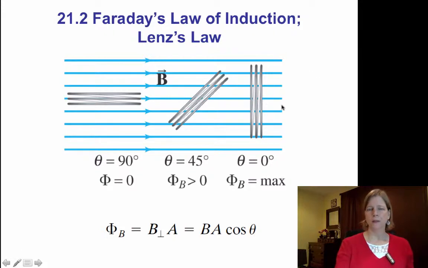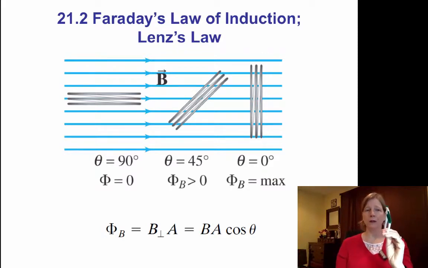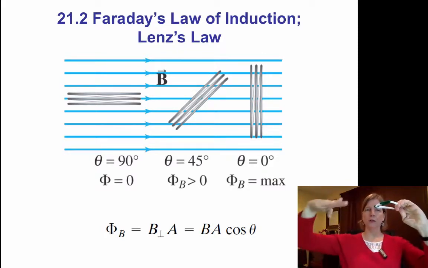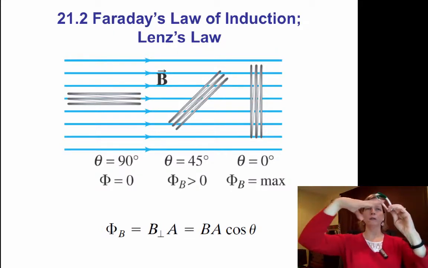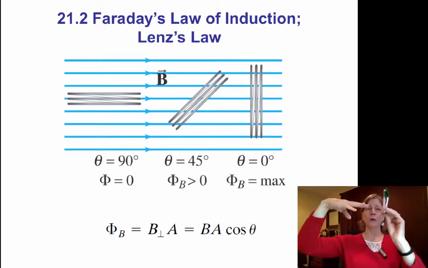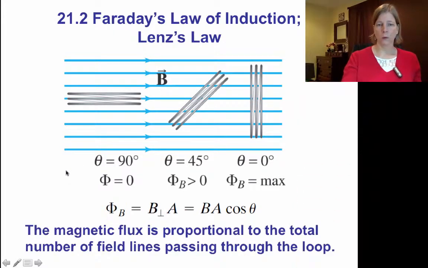This should make sense because now we have the most possible flux lines, in a given magnetic field, going through that loop of wire. When we start out horizontal and the field was going left to right, then no flux lines would pass through the loop. Go to 45 degrees, we have some flux lines going through the loop, and when we go perpendicular to the direction of the magnetic field, we get the maximum flux. So what we get from this slide overall is that the magnetic flux is proportional to the total number of field lines passing through the loop of wire.